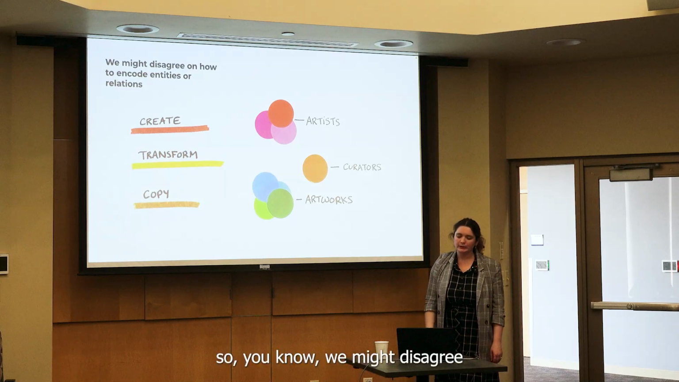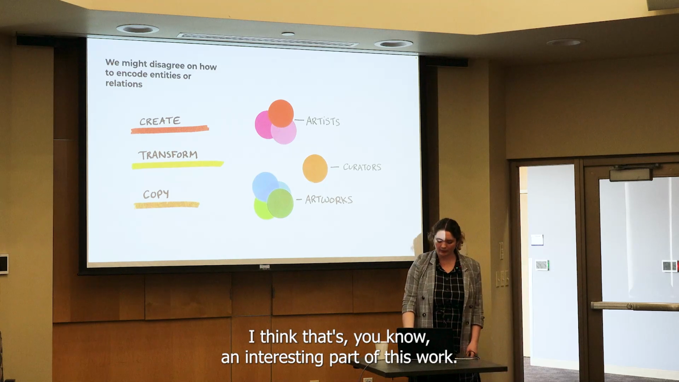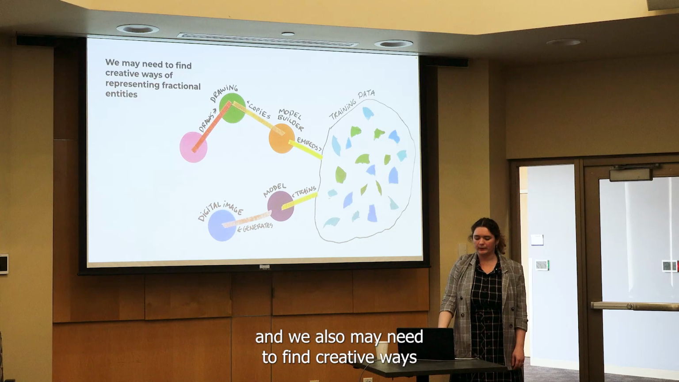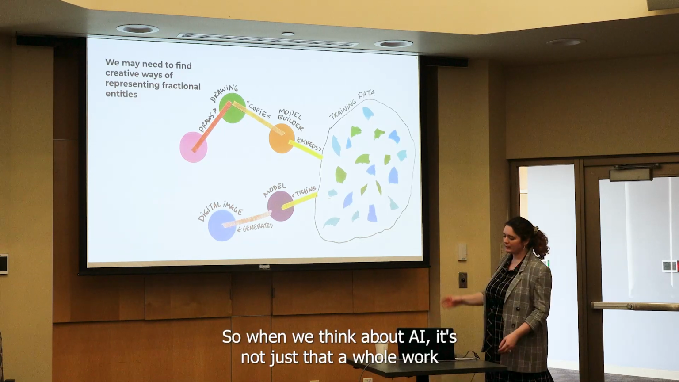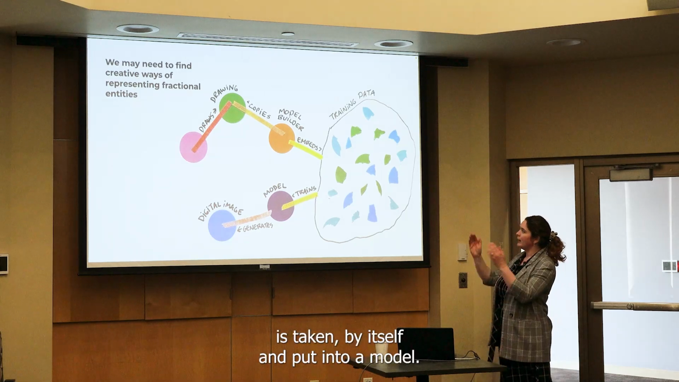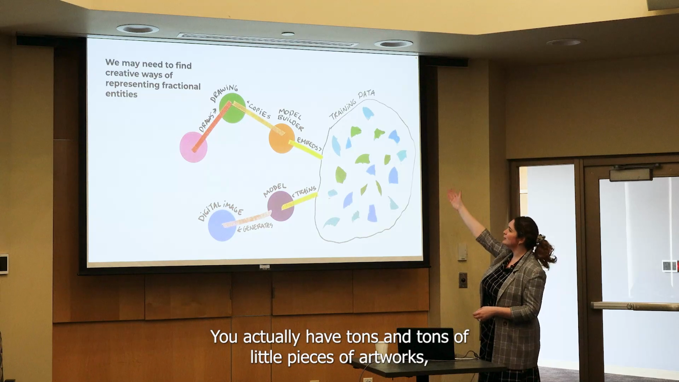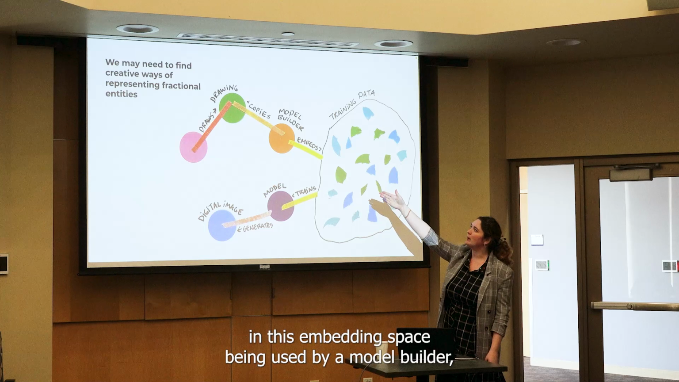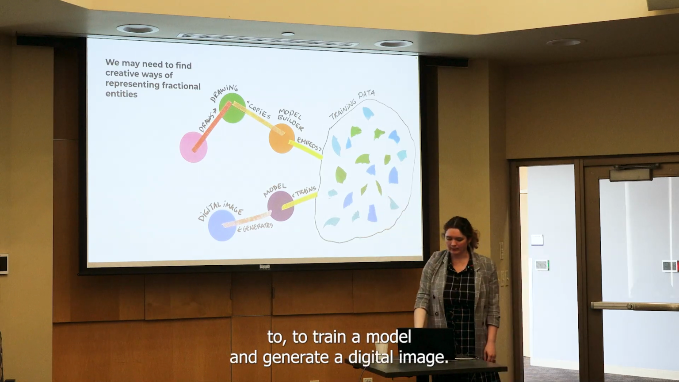So, we might disagree on how to encode entities or relations. I think that's an interesting part of this work. And we also may need to find creative ways of representing fractional entities. So when we think about AI, it's not just that a whole work is taken by itself and put into a model. You actually have tons and tons of little pieces of artworks in this embedding space being used by a model builder to train a model and generate a digital image.